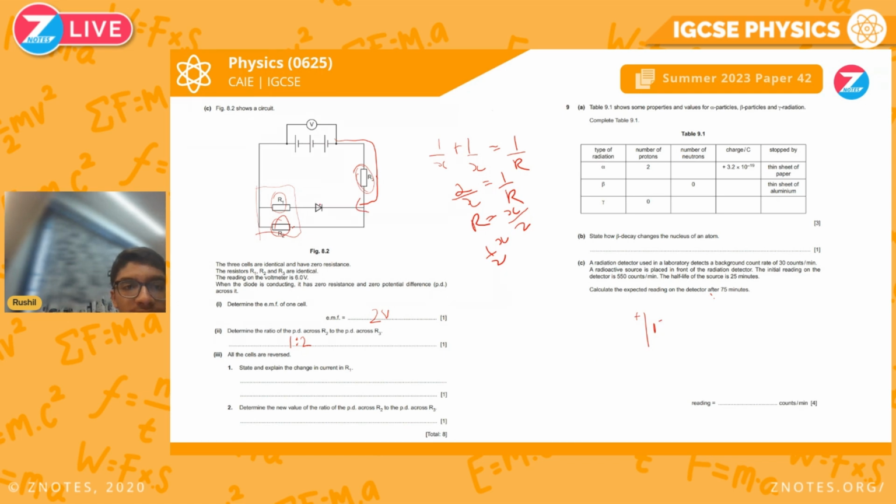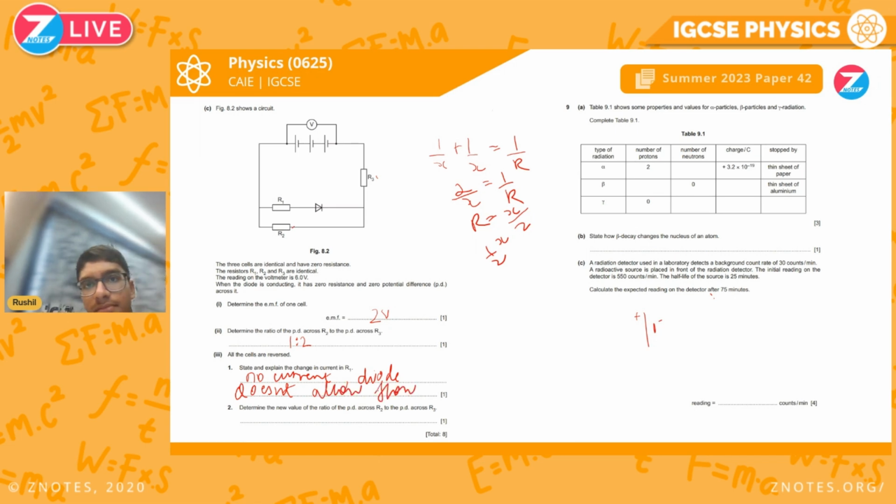So when it goes here, it meets a diode. So the diode prevents current flowing this side. Hence, it doesn't go this side, it just goes like this and back into the cells. Hence, R1 does not get any current. So we can basically say no current in R1 because the diode doesn't allow current flow in that direction.